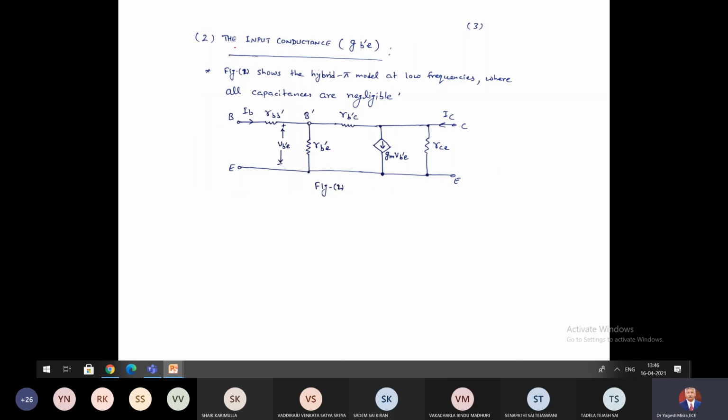Now we see the input conductance here. Input conductance GB dash E. So this input conductance GB dash E can also be written as 1 by R B dash E, right? This input conductance.